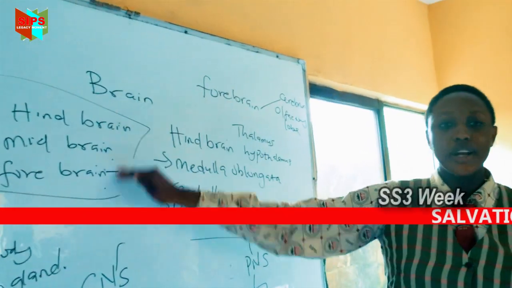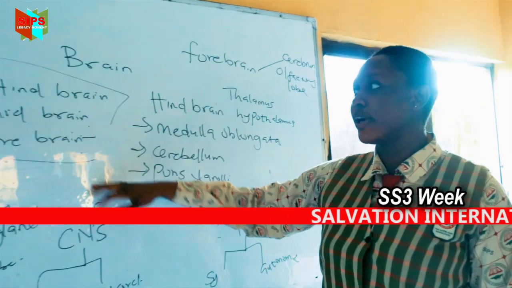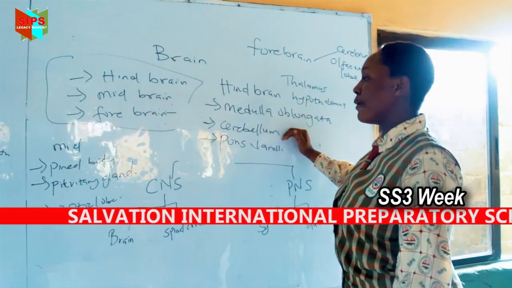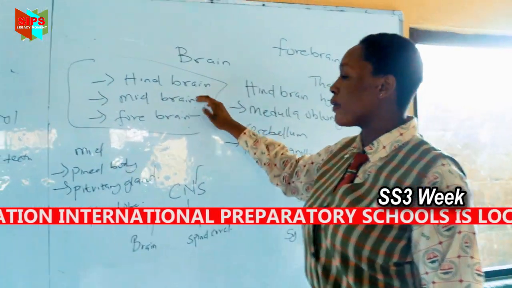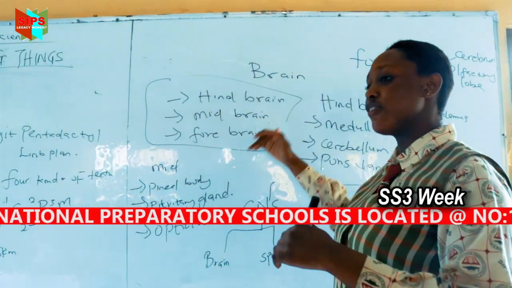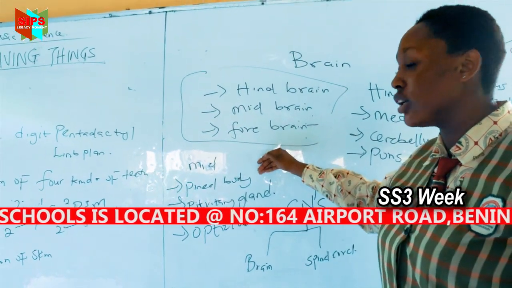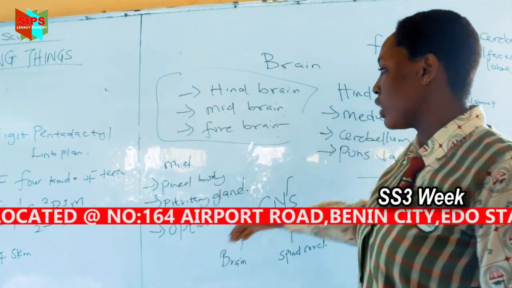So all this being said, the brain is a very, very developed organ. It has the hindbrain, the midbrain, and the forebrain. The hindbrain has the medulla oblongata, the cerebellum, and the pons varolii. The midbrain, which is the connection between the hindbrain and the forebrain, is a small part of the brain. It has the pineal body, the pituitary gland for production of hormones, and the optic lobe.